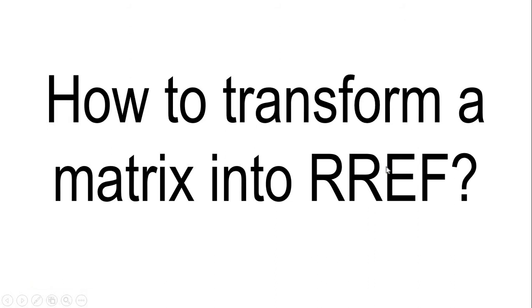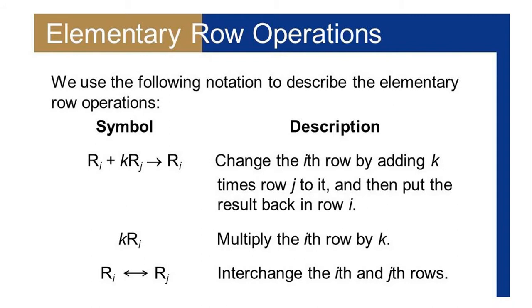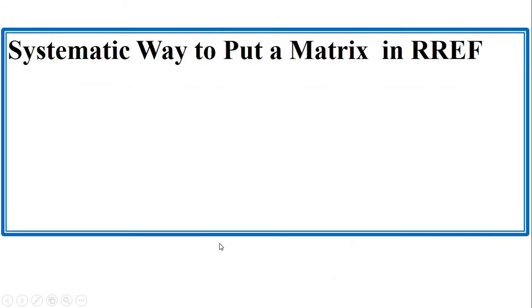How do we transform a matrix into RREF? We can do any of the following elementary row operations. We can multiply k to a row and add that to r sub i, the ith row. We can multiply a constant k to the ith row. And lastly, we can interchange the ith and the jth rows.